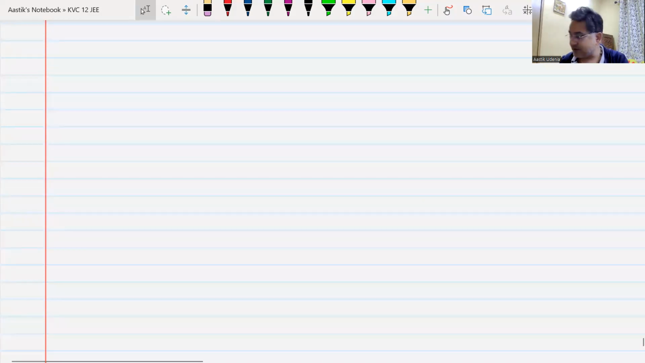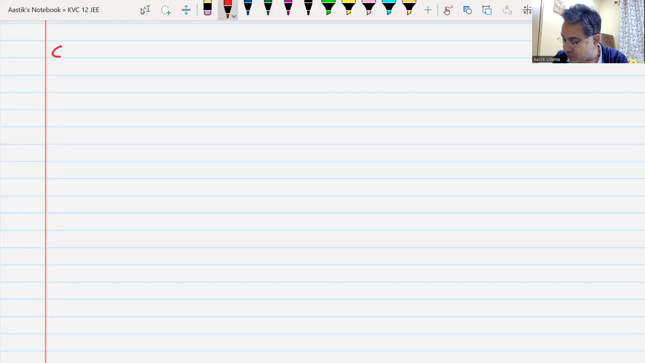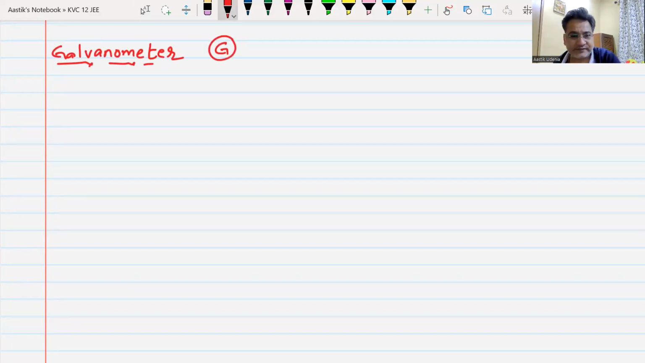And the next device that we are going to understand is known as the galvanometer. Now, what is this galvanometer? This galvanometer is actually represented by this letter G in a circle. Anyone has heard about this galvanometer? What does this galvanometer do? Anyone knows anything about this galvanometer? No? Or yes?